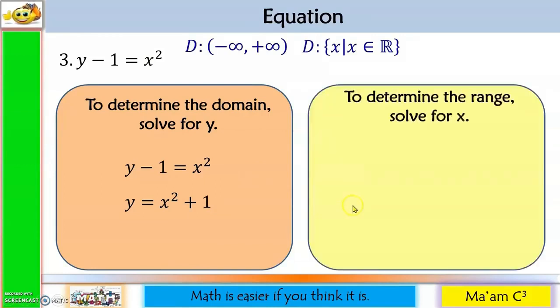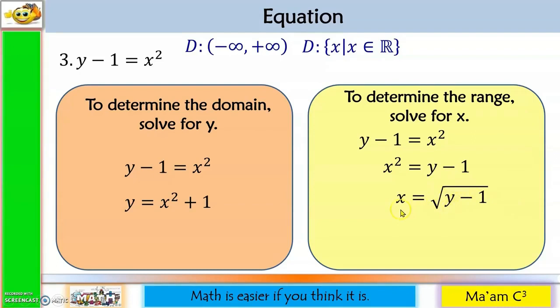For the range, let us solve for x. So y minus 1 is equal to x squared. Let me switch the position. In solving, we are used to the unknown being at the left side. So let us take the square root of both sides. This will become x equals the square root of y minus 1. Since I have a square root here, the value of my radicand should be greater than or equal to 0, because if this is negative, the square root of a negative is imaginary. So all we have to do is set our radicand greater than or equal to 0. Moving negative 1 to the other side, y is greater than or equal to 1. This will now be our range.